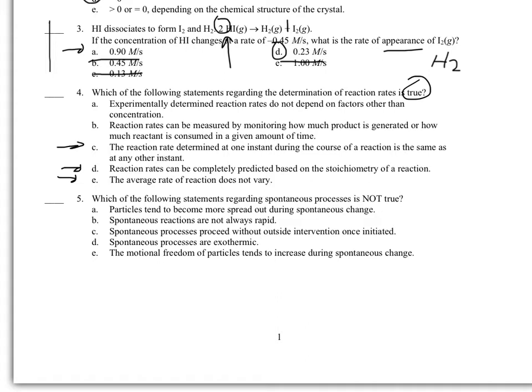C is also a rewording of the same thing that I just said for E: the reaction rate determined at one instant is the same at any other instant. And that can't be true if it slows down as we go. And so we're left with A and B.